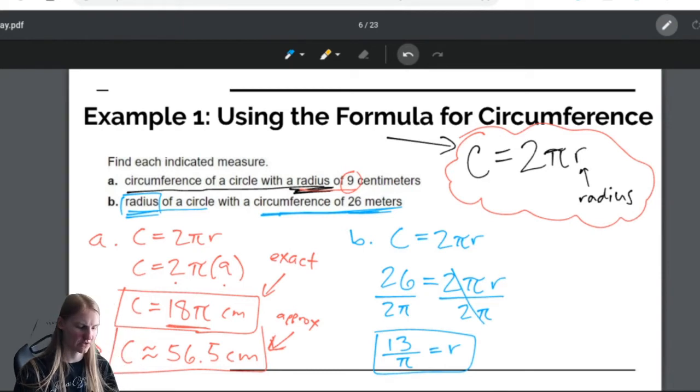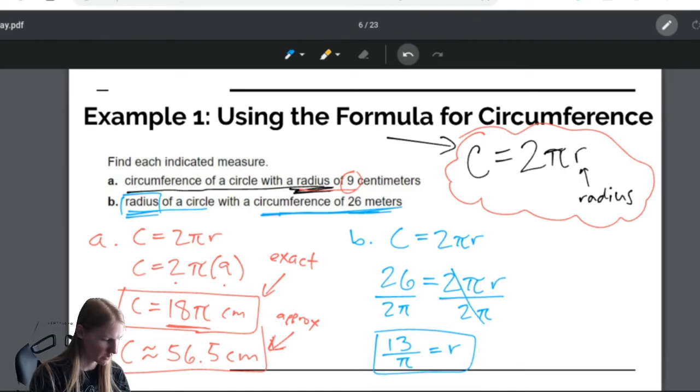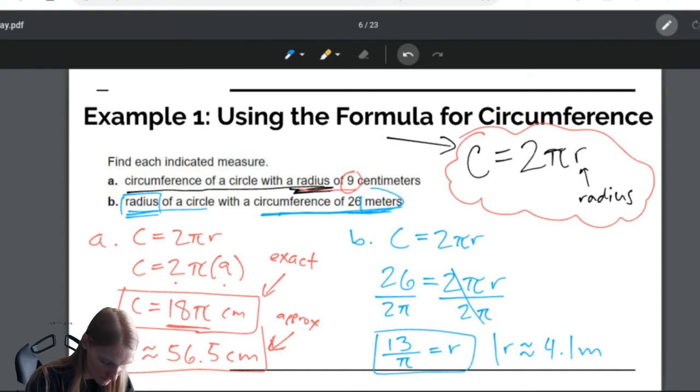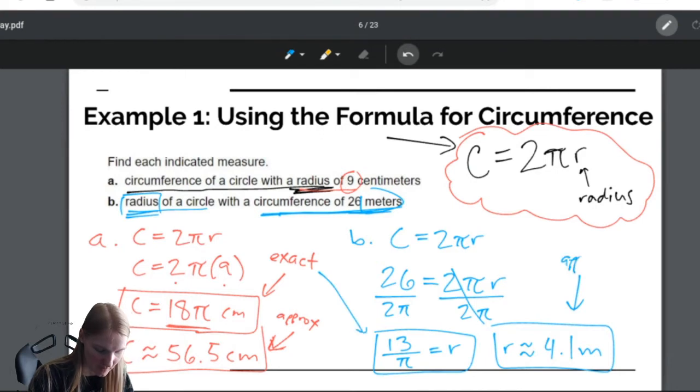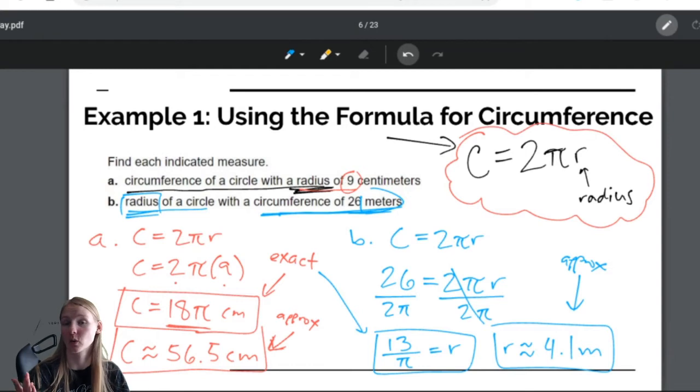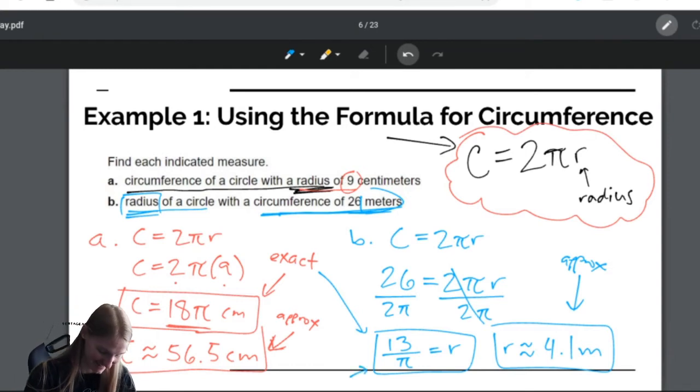But if we want a more approximate answer, we'll do 13 divided by pi, and this will be r is approximately 4.1 meters. Remember, I prefer this answer. This is the exact form. I prefer the approximation because I know what 4.1 meters looks like. I don't know what 13 over pi meters looks like.